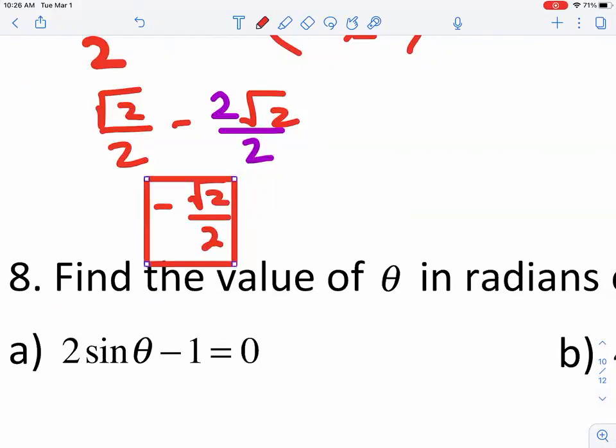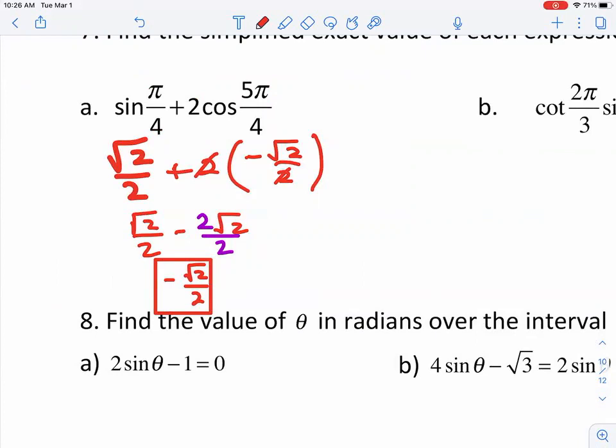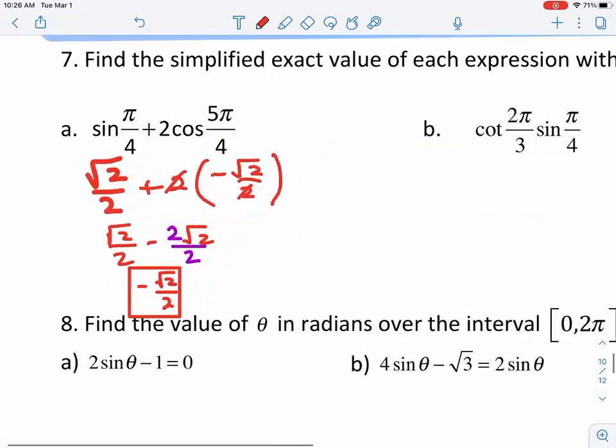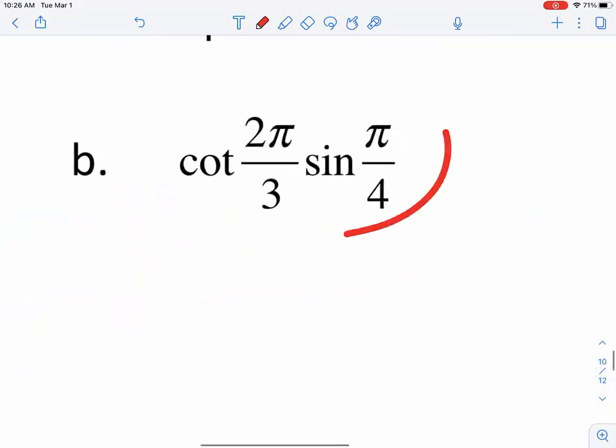We've just kind of upped things a little bit by adding a couple more steps and a little arithmetic in there. But most importantly, using those other values that we were talking about. All right, let's do part B. If you want to find the cotangent of 2 pi over 3, and then I'll do the sine of pi over 4 in just a minute, but I'm going to focus on this part.